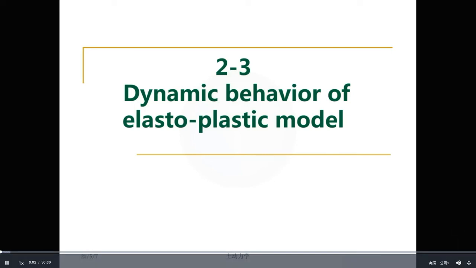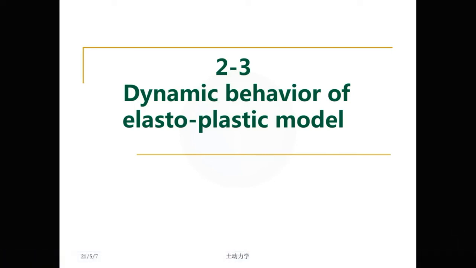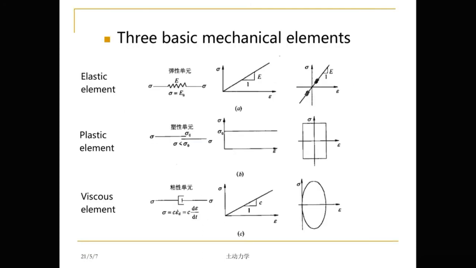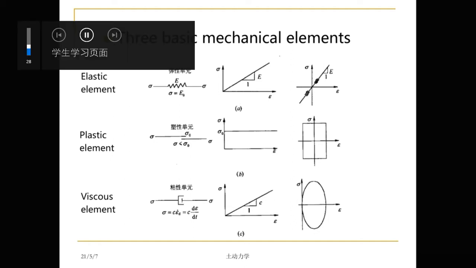Now let's see part 3, dynamic behavior of elastoplastic model. In part 2, we use two elements. One is the elastic element and another is viscous element. But here, we will use all these three elements to create the system, connected in parallel or in series.